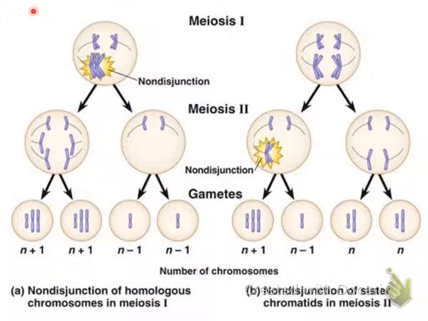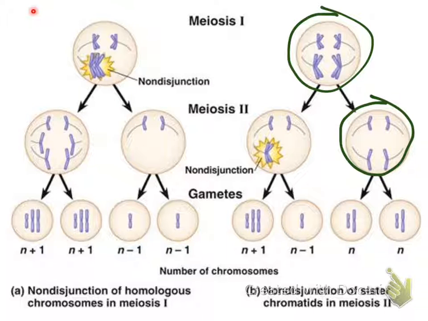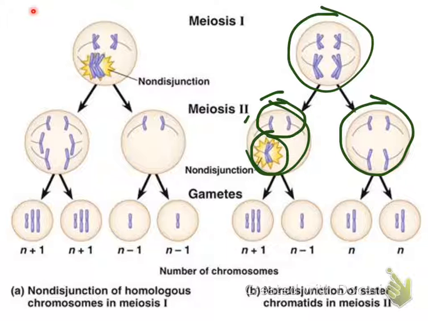Okay, so if we look at non-disjunction in meiosis 2, first of all, this cell has undergone meiosis just fine. Meiosis 1 has proceeded just fine. We have this cell over here, which is normal. It has half the number of chromosomes it had before it split. It had one copy of chromosome 1 and one copy of chromosome 2. That's a normal cell. But this cell on the left also started off with one copy of chromosome 1, and it had one copy of chromosome 2.